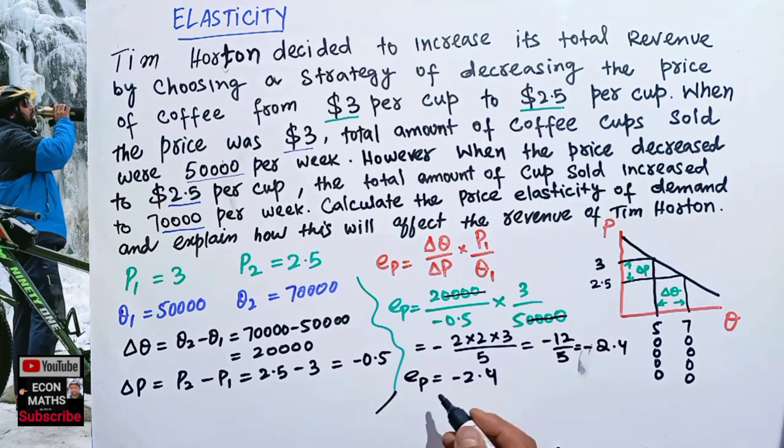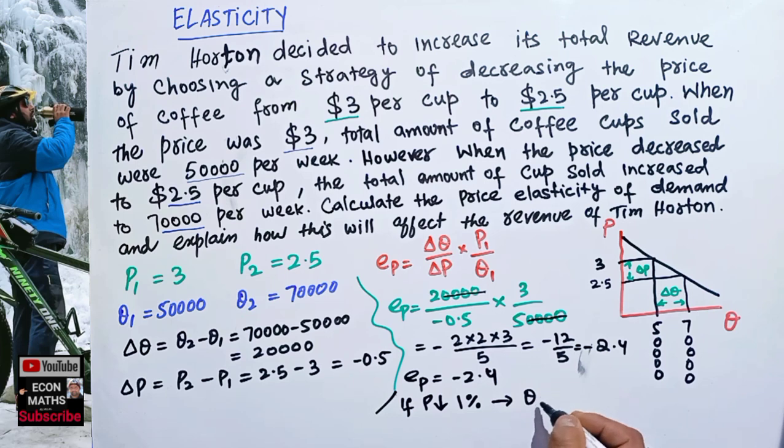And how do we interpret it? It simply says if price decreases by 1%, quantity sold will increase by 2.4%. Okay, so this is our price elasticity of demand.